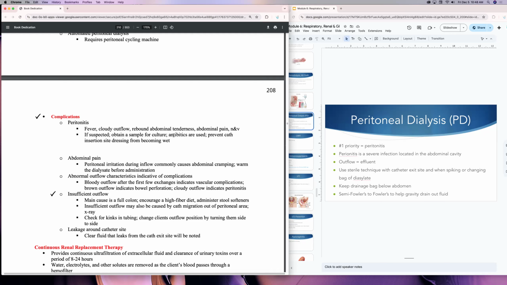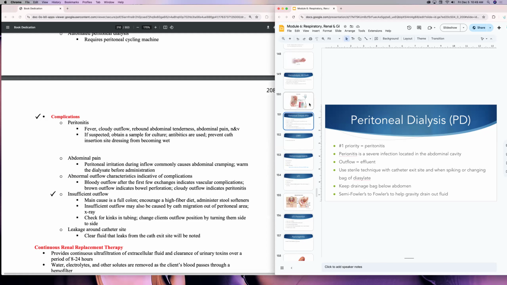So what we would do is we would obtain a sample of the outflow for culture, and after we send that culture, we give antibiotics as ordered. Okay. We don't want the dressing that is around the peritoneal catheter to become wet or dirty. If it is, we're going to use sterile technique to change that dressing.